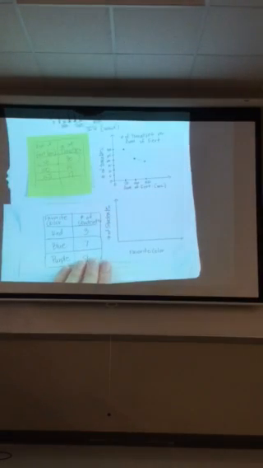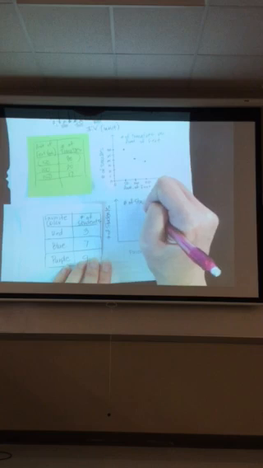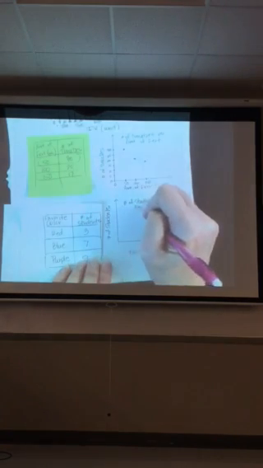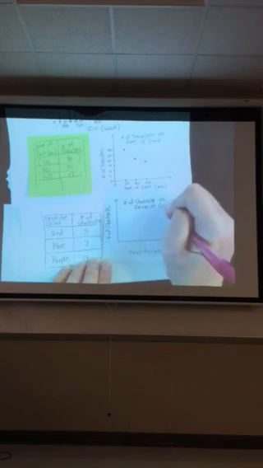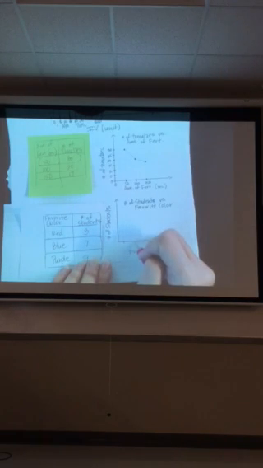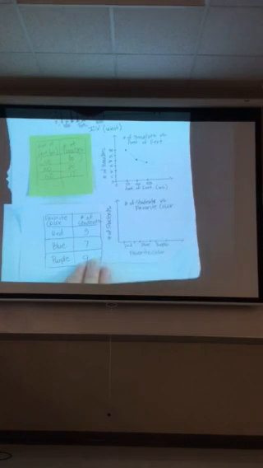What's my title? Number of students versus favorite color. All right, now I need bars. So at the bottom, I'm going to make this space here for red. Then I'm going to skip a line between. This is going to be for blue. And this is going to be for purple. So I've got those labeled.